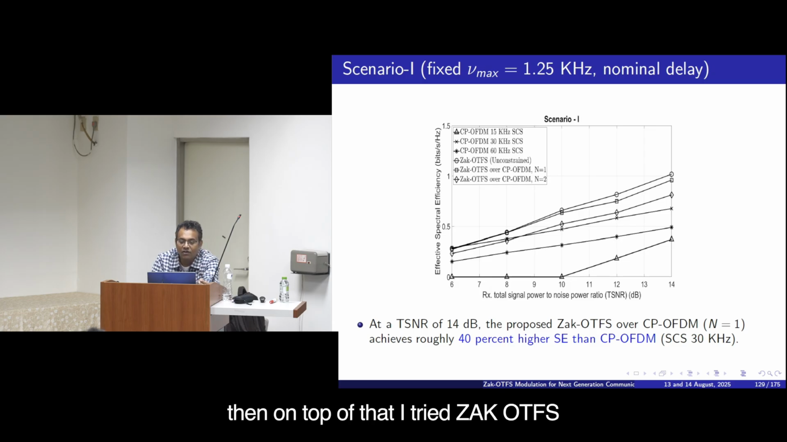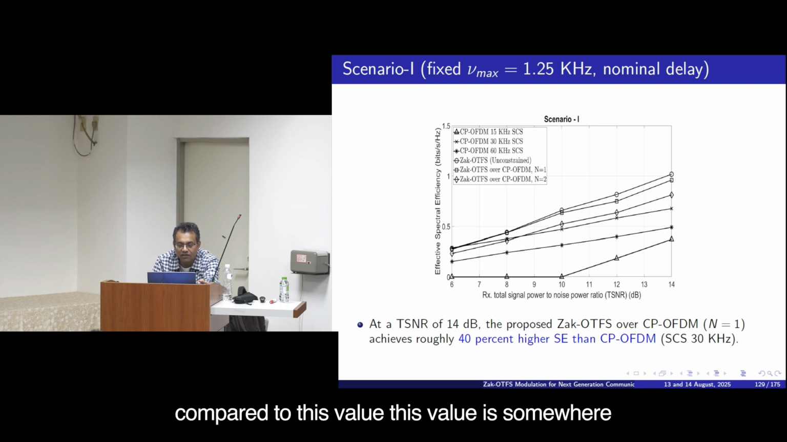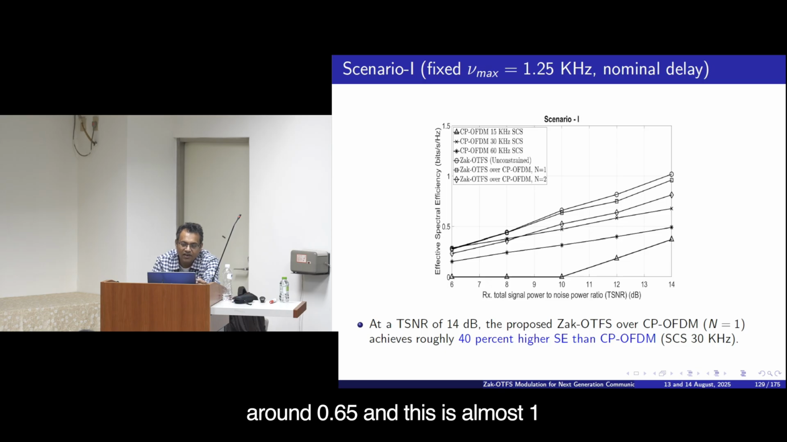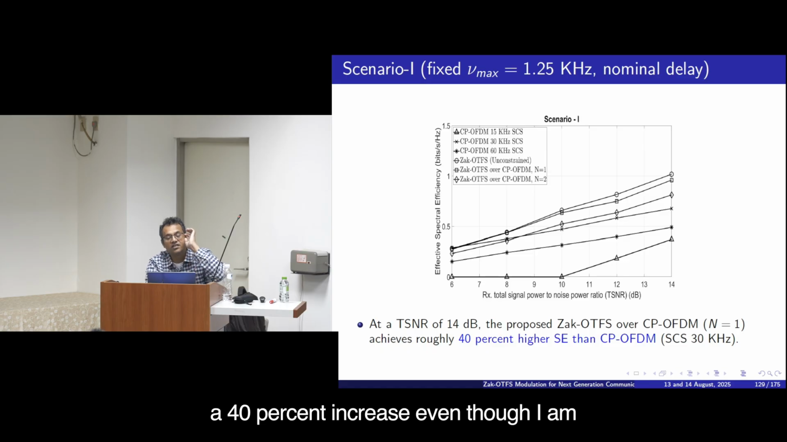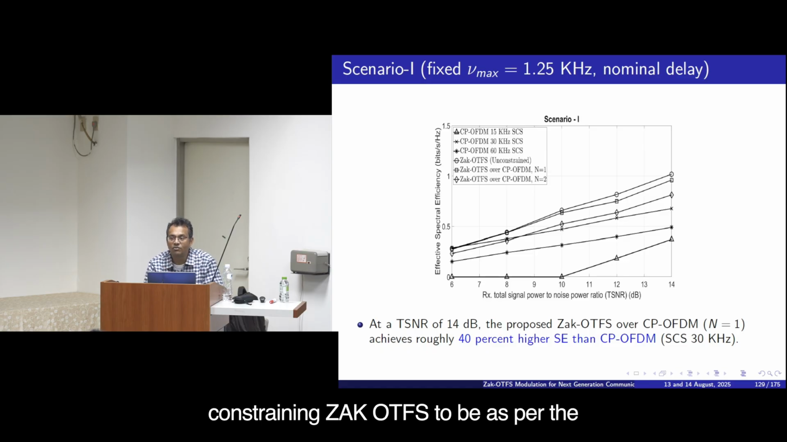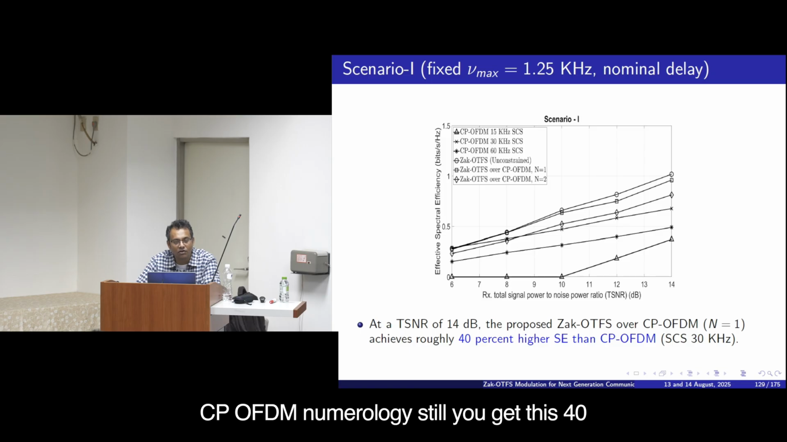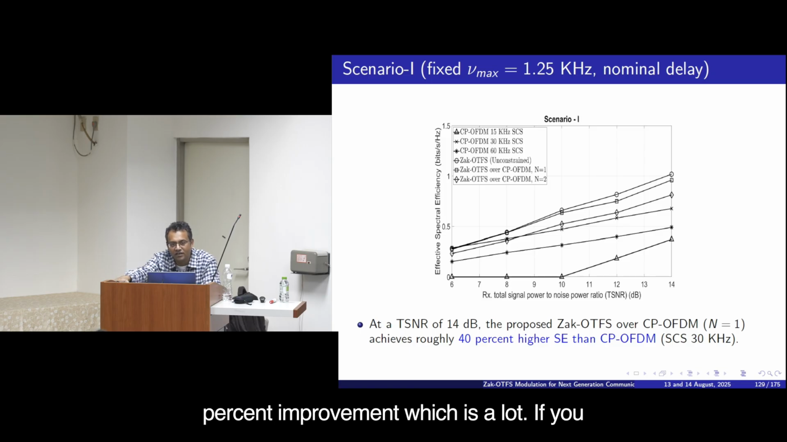And then on top of that I tried ZAK OTFS over CP-OFDM with n equal to 1, which is here, the one with the square. And you can see that at 14 dB you get almost a 40% gain compared to this value. This value is somewhere around 0.65 and this is almost 1 or something like that, more than 0.9. So compared to this you get almost a 40% increase, even though I am constraining ZAK OTFS to be as per the CP-OFDM numerology.